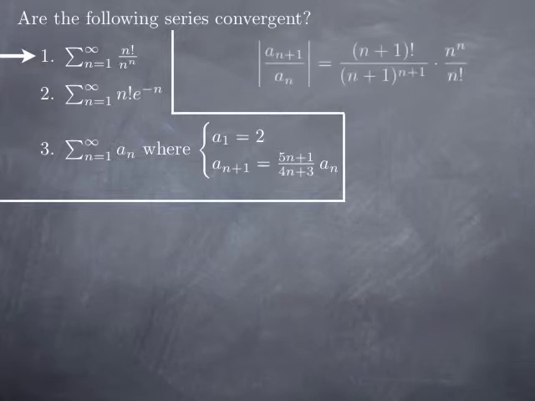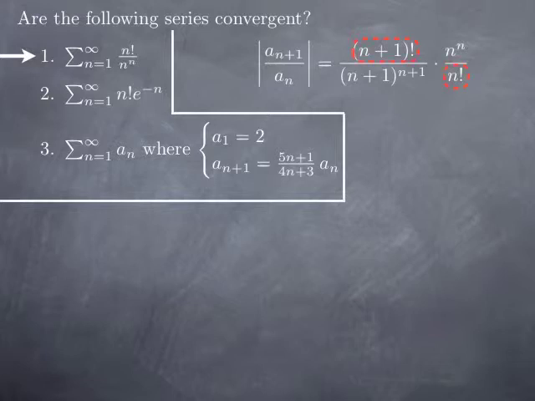So if I look at the ratio of two consecutive terms, a_{n+1} divided by a_n, when I replace n by n plus 1, I get (n+1) factorial divided by (n+1) to the n+1. And then I multiply by the reciprocal of a_n, which is n to the n divided by n factorial.